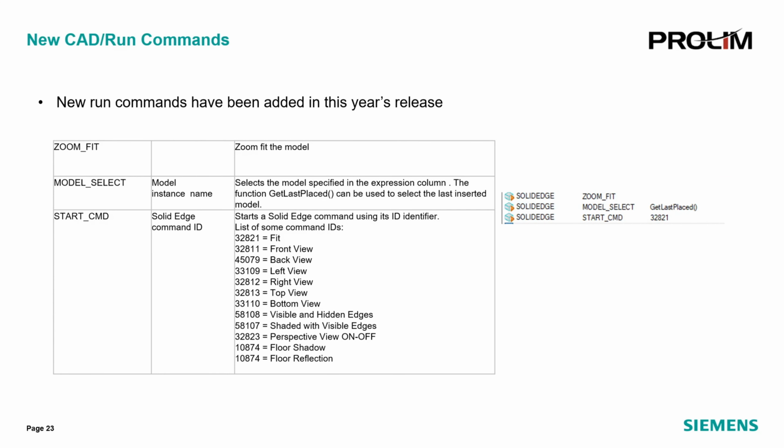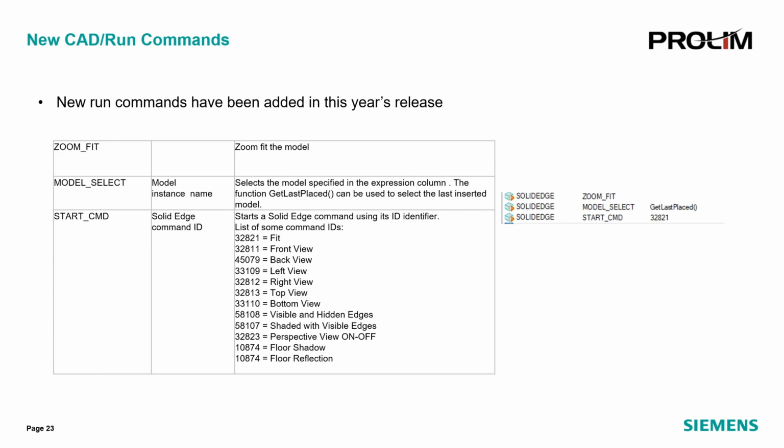Okay, so now let's take a look at some new CAD commands that were introduced in this year's release. So we have zoom fit, model select, and start command. Zoom fit is basically going to fit your model in a specific window. Then you have model select, which selects the model specified in the expression column. And then we have start command, which has a bunch of different command IDs using which you can align your assembly in a specific format.